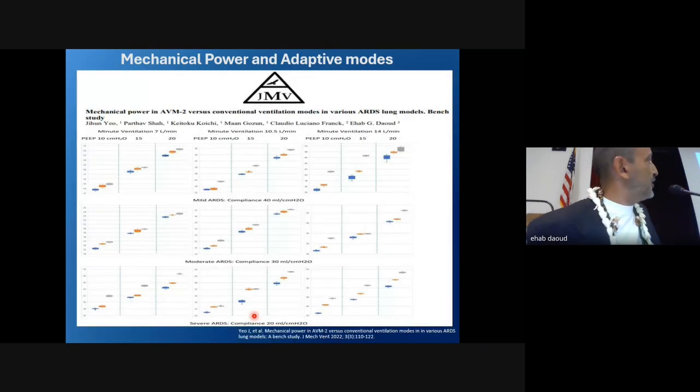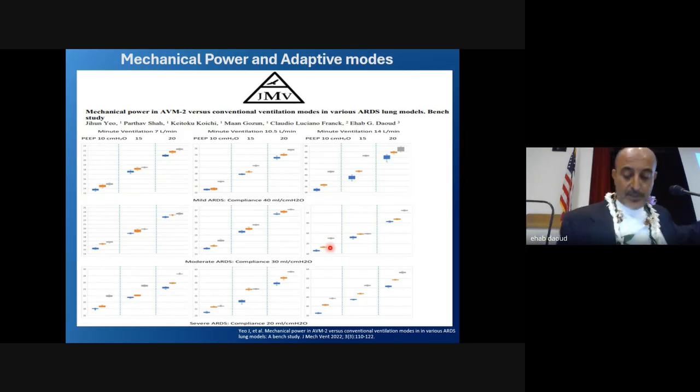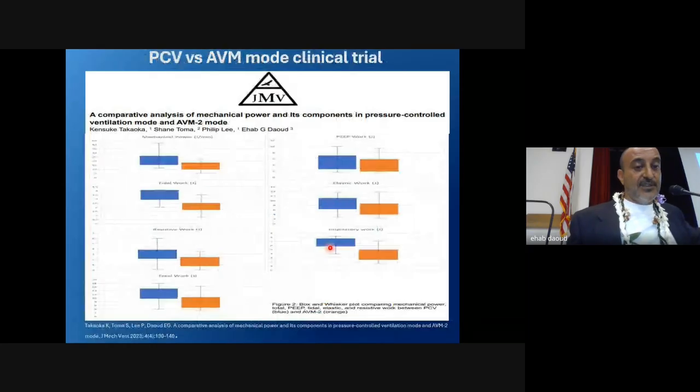Then we got sophisticated for the next one. We said, let's do one for ARDS. Again, these are all simulated, one with the ASL machine. And again we used different minute ventilations here: 7 liters, which is 100%, 10.5 liters, 150%, and 200%. And we made mild ARDS, moderate ARDS, severe ARDS. You can see again in all of them, the adaptive mode gave you the least tidal volume, pressure, and mechanical power. So the conclusion really is it is smarter than us.